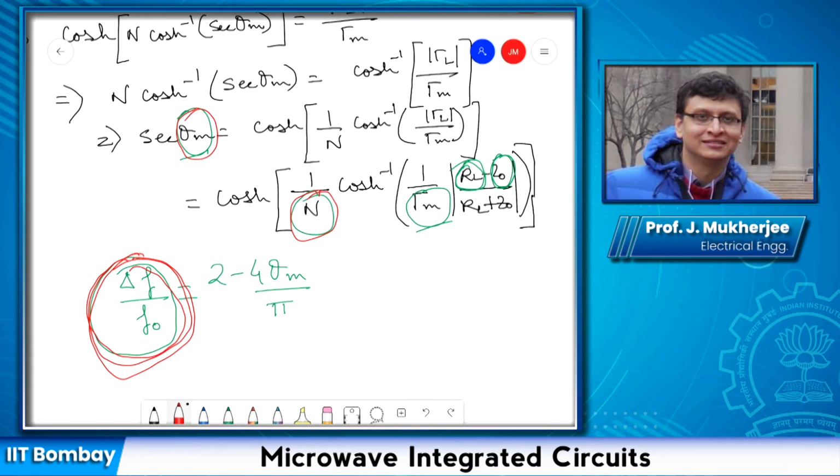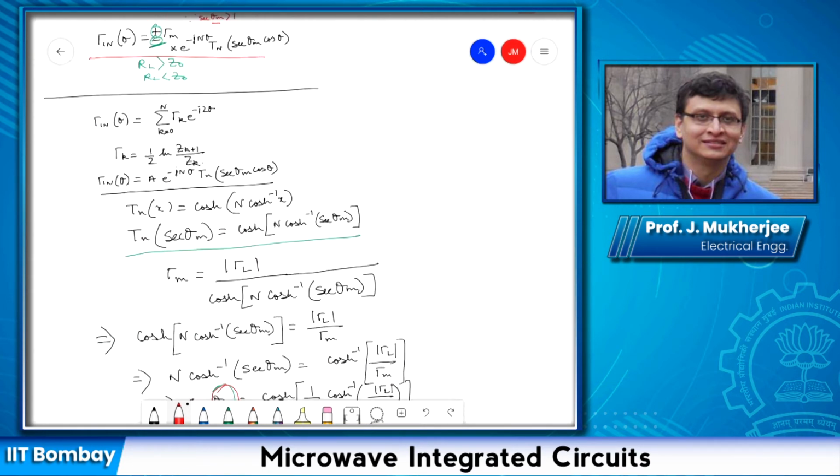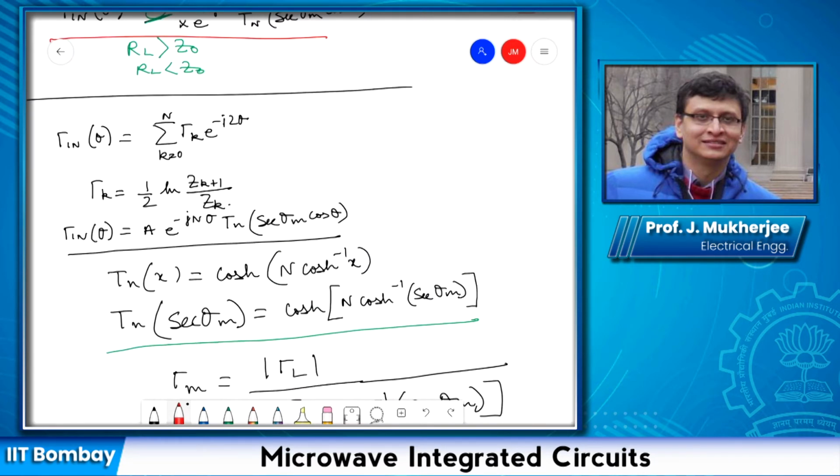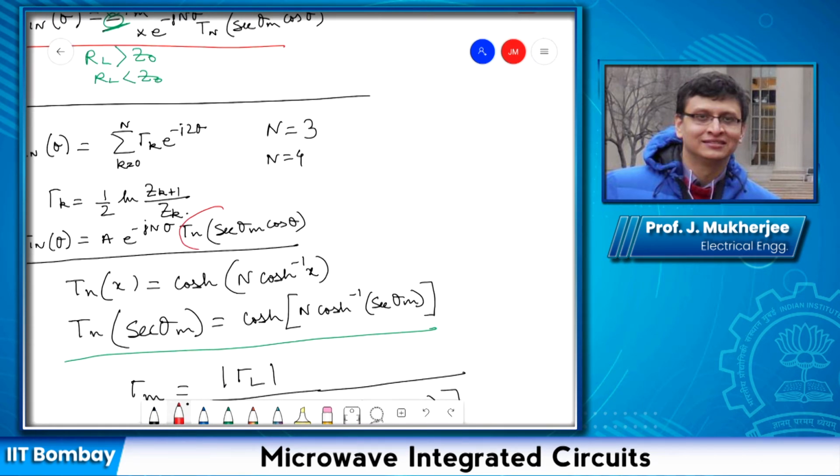So we obtained the expression for the fractional bandwidth. The next step that is left is how to find out the values of the Z's of the multi-section transformer. So let us go back to these equations. We have these equations. Now, let us show this by an example. Let's say n equal to 3, and say n equal to 4. Then this Chebyshev prototype function for these two cases, n equal to 3 and n equal to 4, will be given like this.